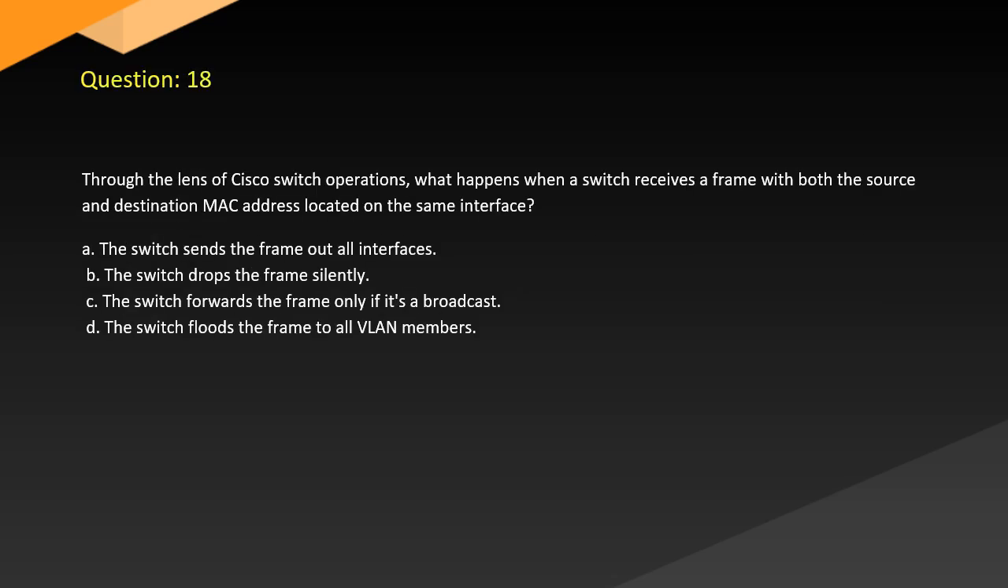Question 18. Through the lens of Cisco switch operations, what happens when a switch receives a frame with both the source and destination MAC address located on the same interface? A. The switch sends the frame out all interfaces. B. The switch drops the frame silently. C. The switch forwards the frame only if it's a broadcast. D. The switch floods the frame to all VLAN members.